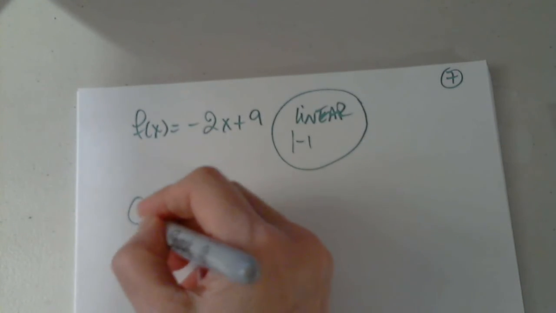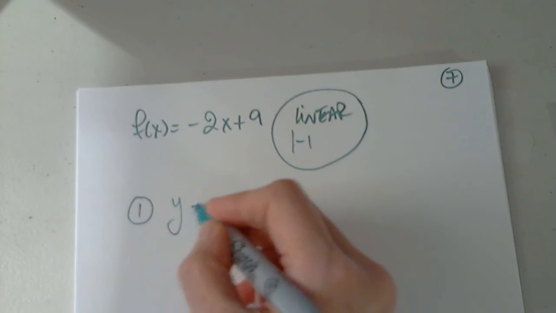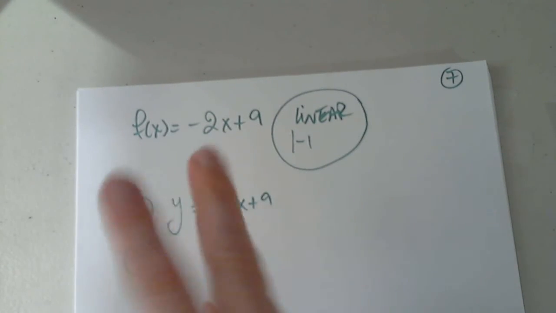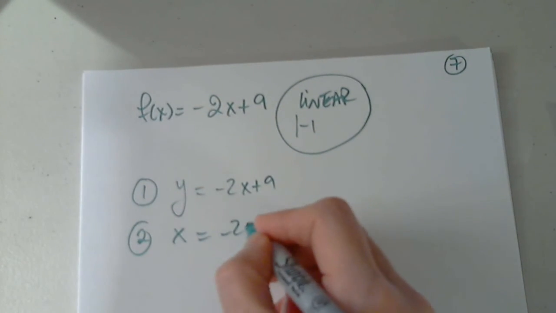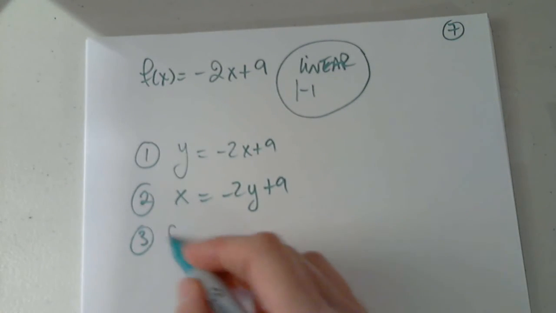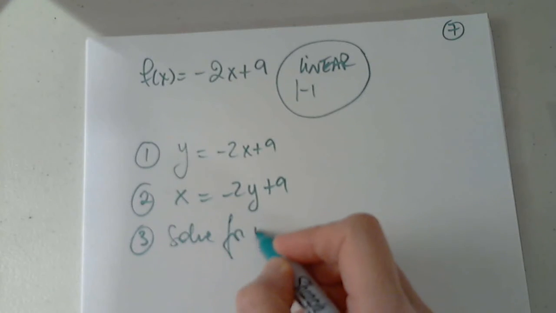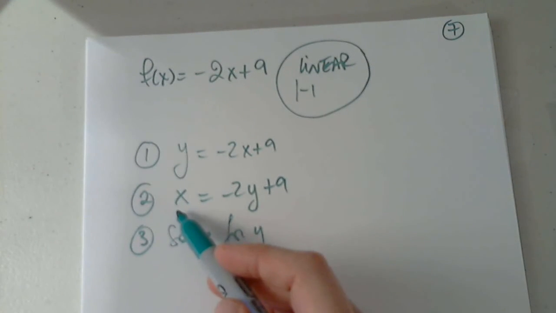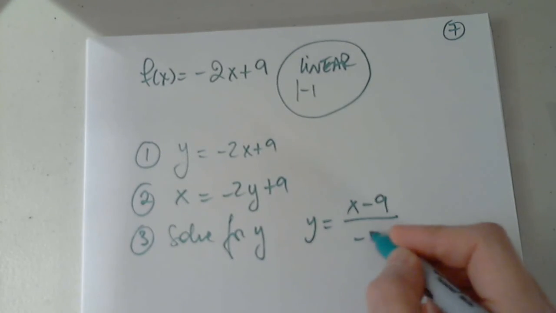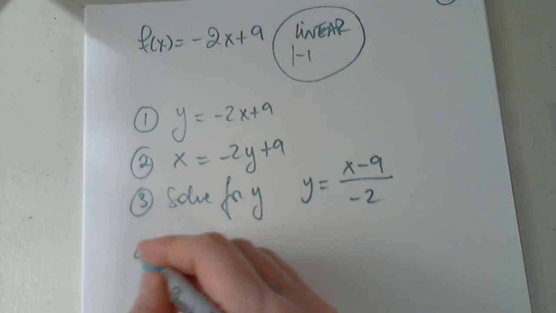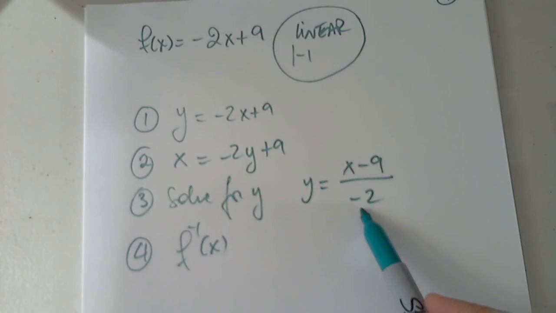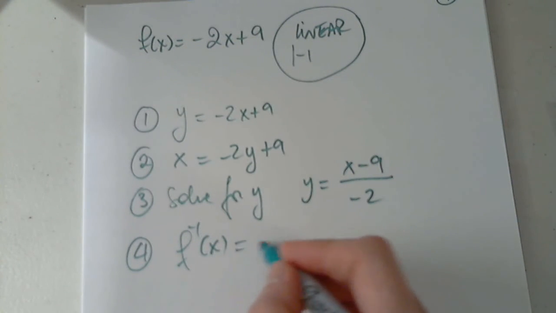In step number 1, I have to replace f by y. In step number 2, I swap the variables. In step number 3, I solve for y. So I move 9 and divide by -2. So y equals x minus 9 over -2. And finally, I just write f inverse. I don't like a negative here. I will put it in front of the fraction line.